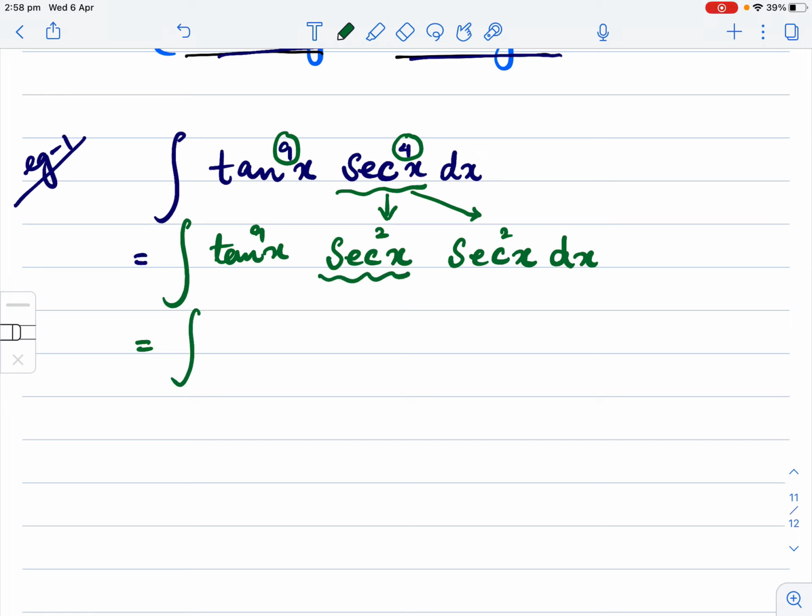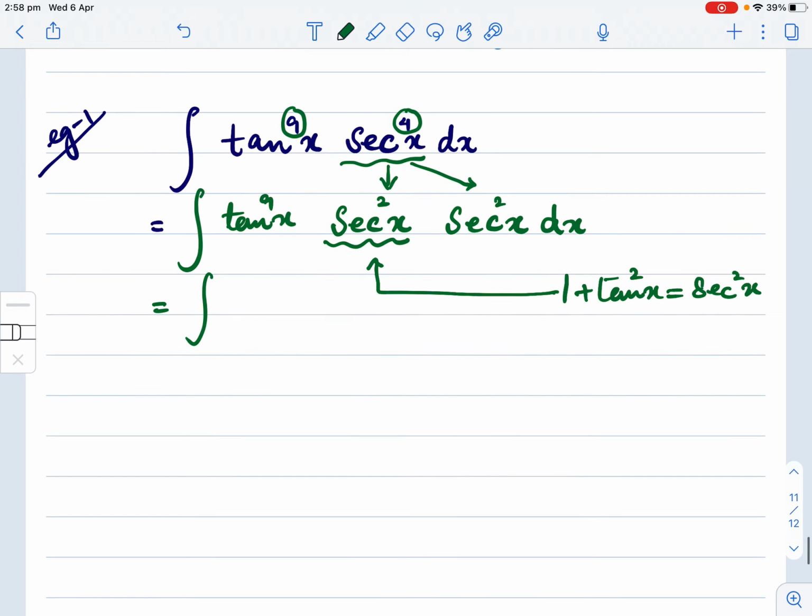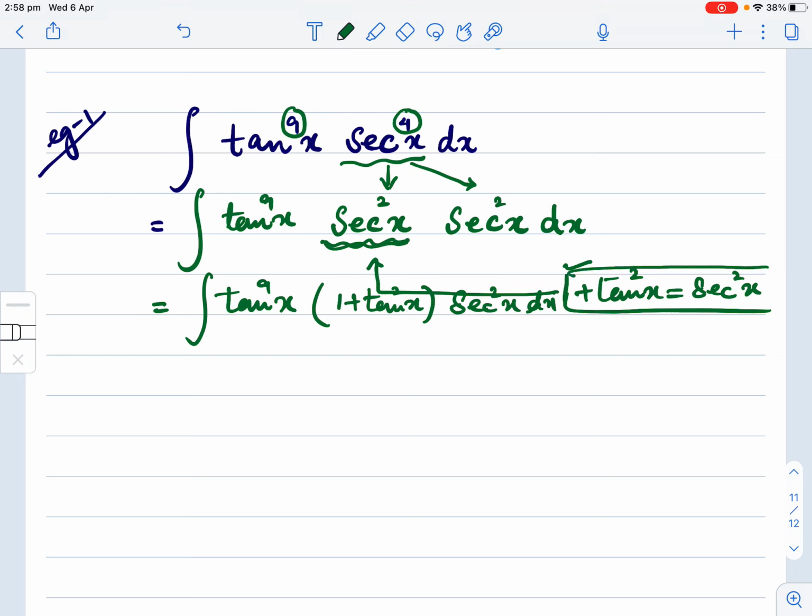After that, what you have to do is convert this sec square into tan. How? We know that 1 plus tan square x is sec square x. So I can use this formulation here. This is tan^9 x, and I can write this sec square this way: 1 plus tan square x. And then this sec square x dx as it is. I'm keeping it.